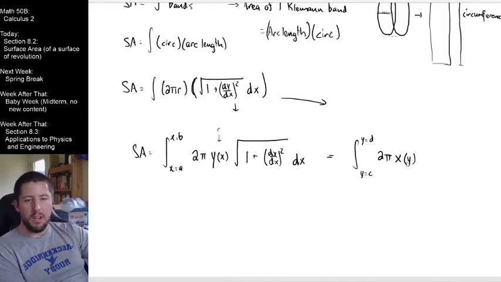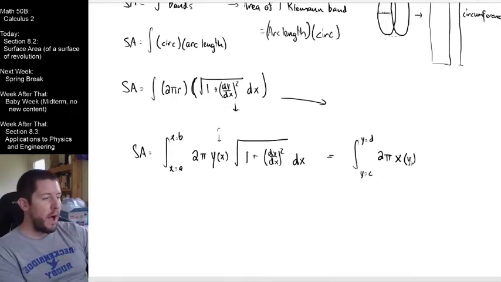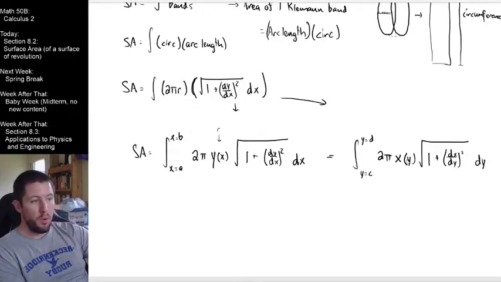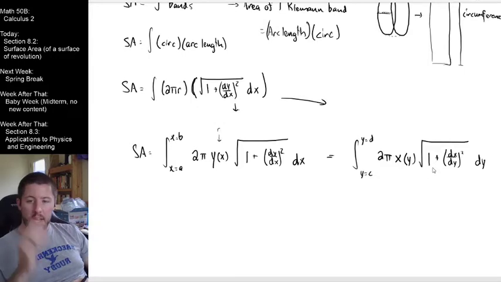That would be something that you could use. Y cubed minus 1 is what x is as a function of y. And then we could take our square root here for our arc length form, 1 plus dx/dy squared dy, right? Because we factored out the dy squared from this guy right there. So those are 2 different formulations depending on whether we're rotating around a vertical or horizontal axis.